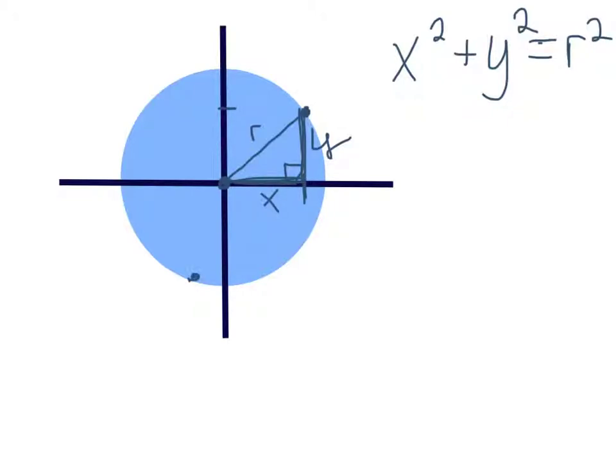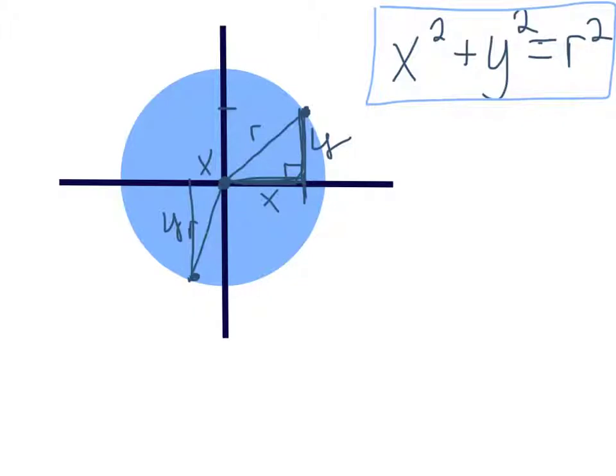If I were to put a point here, that would still be r, and that would still be x, and that would still be y. So it holds true for anywhere. And this is the equation of a circle. Only we change it up just a little bit because they're not always centered right there on 0, 0.